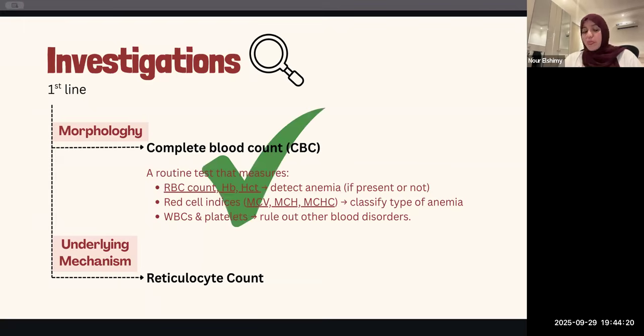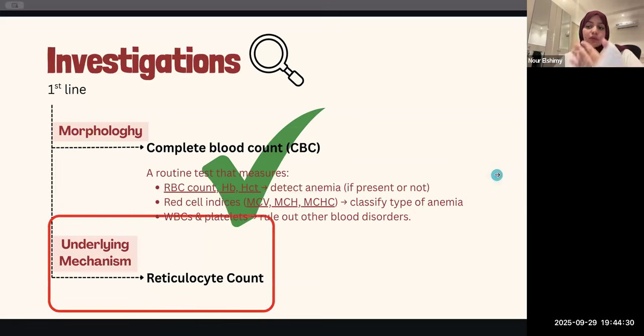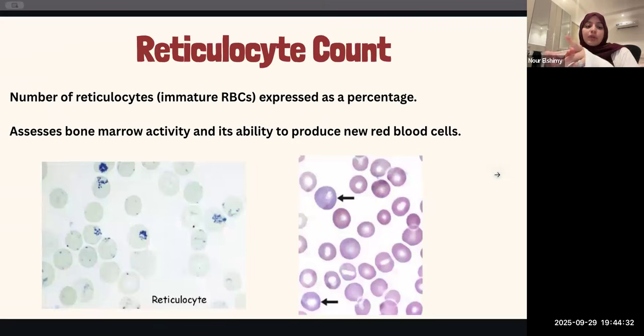Now, what's next is the underlying mechanism, or basically the cause of anemia. For this, we are concerned with the reticulocyte count. So what is the reticulocyte count? It is basically the number of reticulocytes expressed as a percentage. Now, what even is a reticulocyte? It's an immature red blood cell, or the precursor of a red blood cell. Before a red blood cell becomes mature, it was immature, and this immature red blood cell we call a reticulocyte.